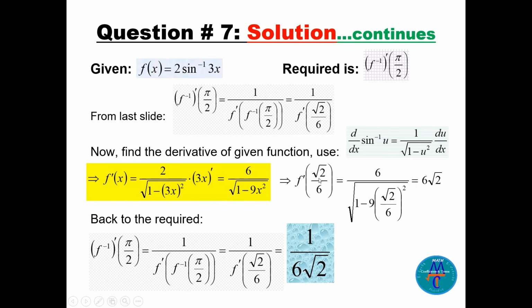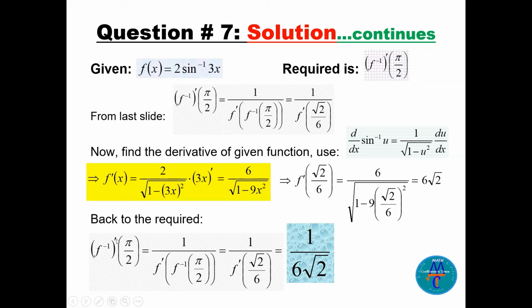So we replace x by square root of 2 over 6. So it will be 6 here in the numerator divided by the big square root of 1 minus 9, and in the bracket we have square root of 2 over 6 all squared. Now, I did simplify all this. It will be 6 square root of 2, all this expression. Please try to do it to make sure you understand how we get 6 square root of 2.